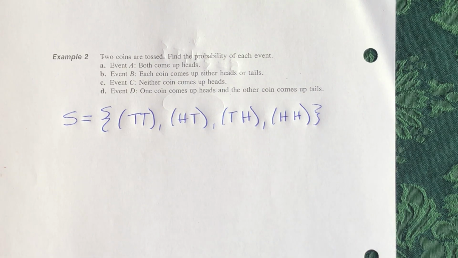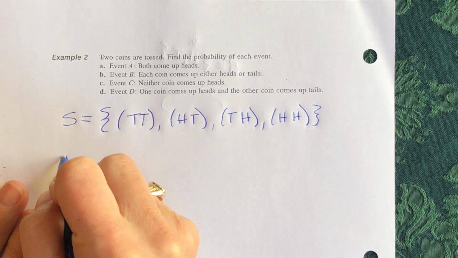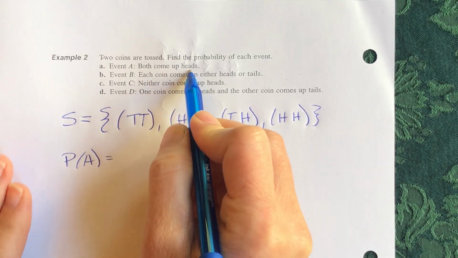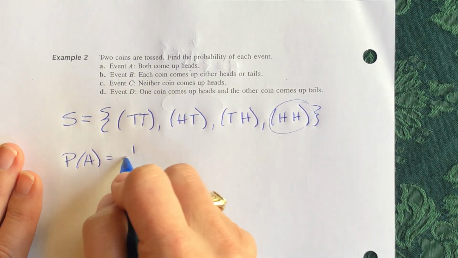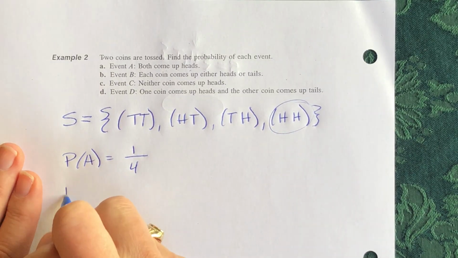Now, heads, tails and tails, heads are different. Think about if I'm flipping a dime and a nickel. Those are 2 different coins, and they give me 2 different outcomes. So let's see the probability of event A. Both come up heads. How many different ways can that happen? Just 1. And how many possibilities do I have? I have 4. So it's 1 out of 4.